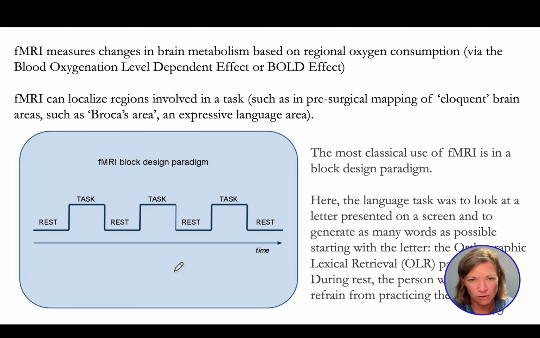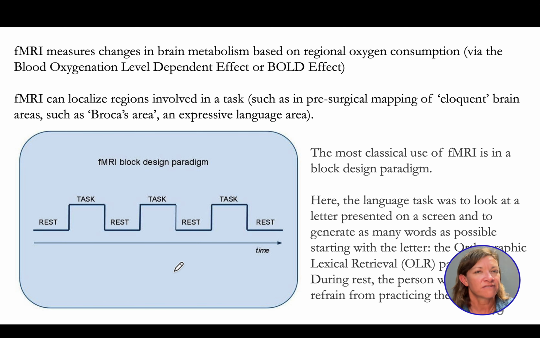So bits of brain that are metabolically active consume more oxygen. And the principle underlying fMRI is the BOLD effect, blood oxygenation level dependent effect, which essentially means that when a bit of brain uses more oxygen, the MRI signal changes. And it changes due to the relative ratio of oxygenated versus deoxygenated hemoglobin in the region.